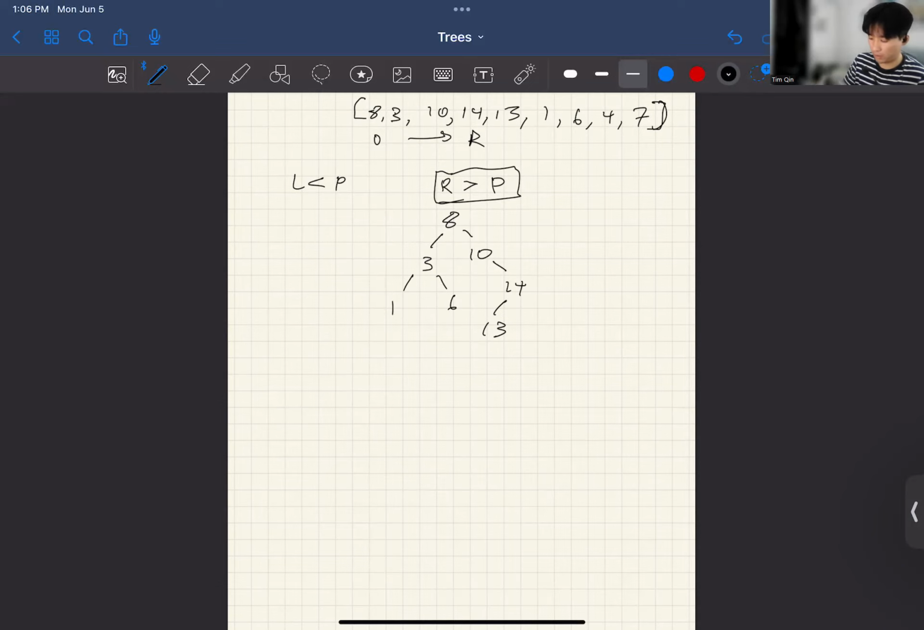And 4, since 4 is less than 8, greater than 3, but less than 6, goes over here. And for 7, since 7 is less than 8, greater than 3, greater than 6, it would then go to the right of 6. There are also several different ways to traverse this specific tree. Three of the most common ways are in order traversal, post-order traversal, and pre-order traversal.